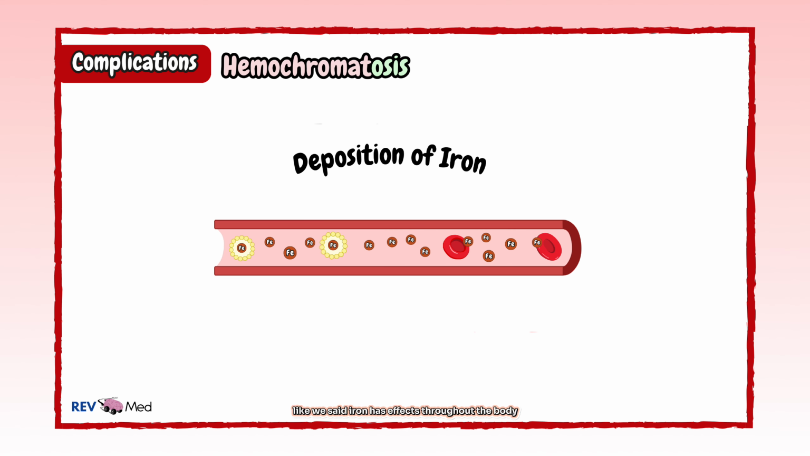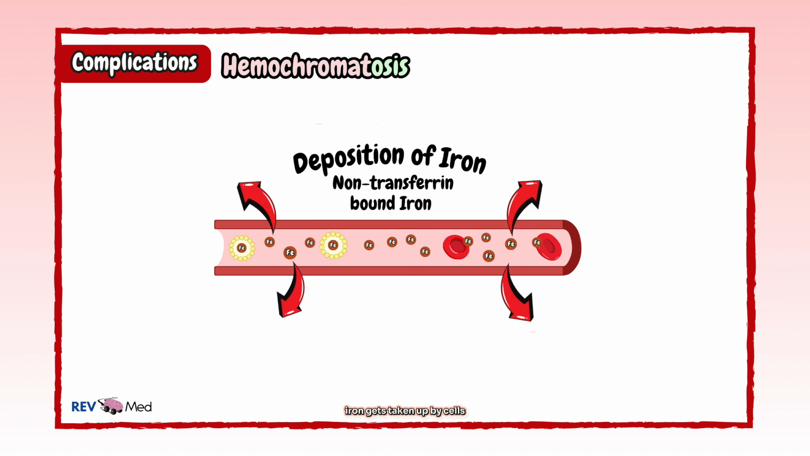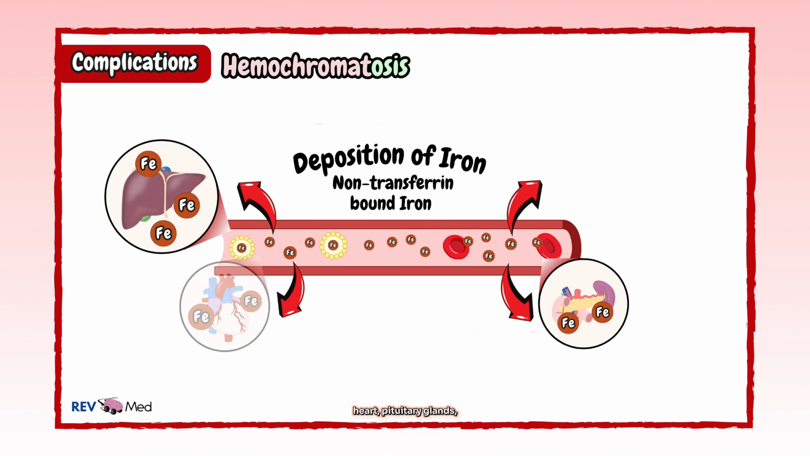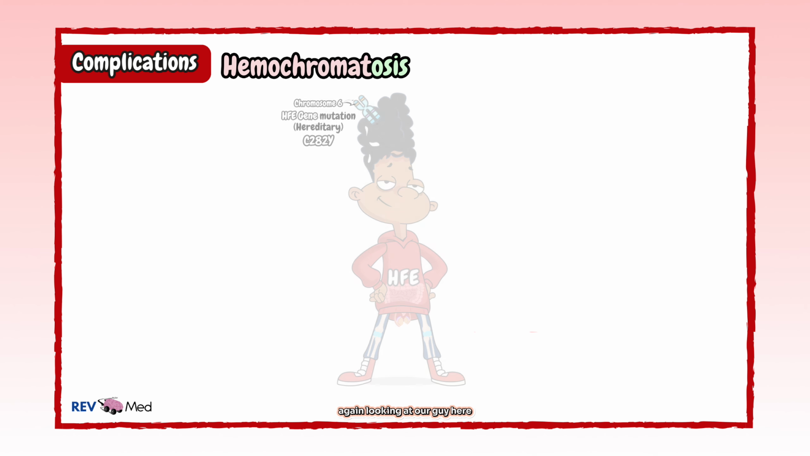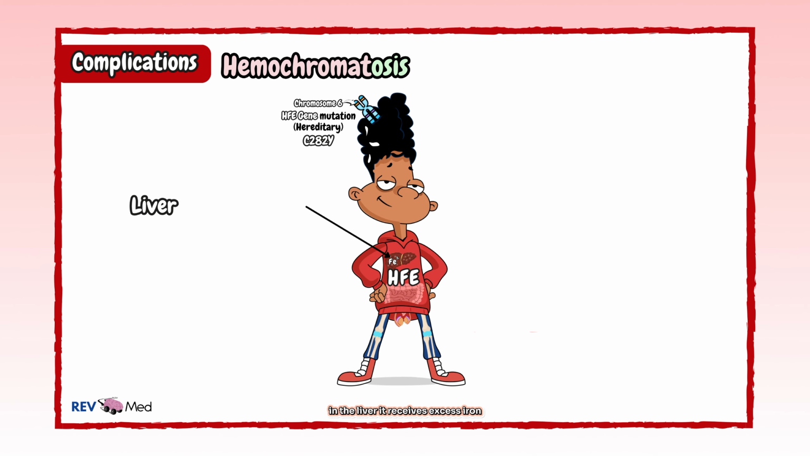Like we said, iron has effects throughout the body, because the non-transferrin bound iron gets taken up by cells throughout the circulation. You can expect the liver, pancreas, heart, pituitary glands, joints, as well as the gonads. Again, looking at our guy, here in the liver it receives excess iron. The intestinal mucosa absorbs excess amounts of dietary iron, which is received passively by the liver. It causes typical issues of liver disease, including liver damage and cirrhosis. And the cirrhosis can lead to hepatocellular carcinoma, cancer in the liver.